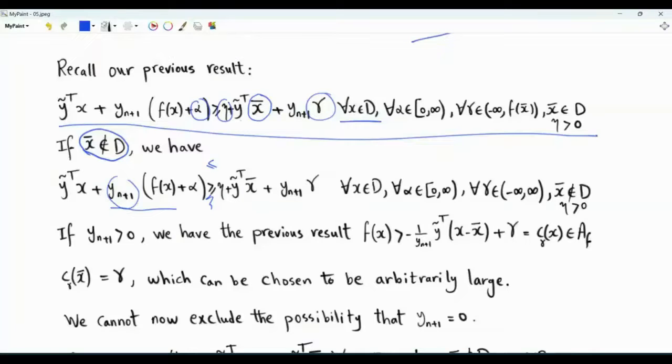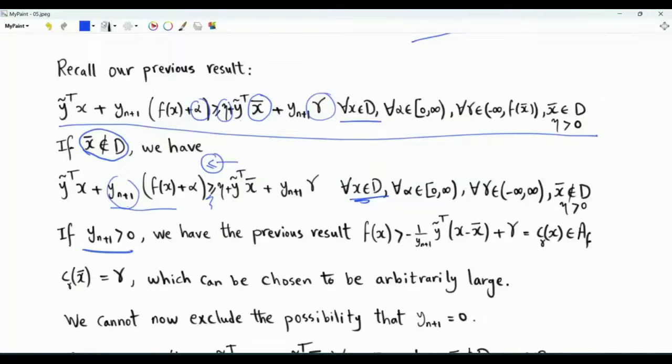But we have numbers. f of x, for example, is a finite number. x is in the effective domain of the function, and so on. We can push alpha towards plus infinity. We can choose alpha to be arbitrarily large. For a sufficiently large alpha and an inequality in this direction, the inequality will be violated. So y_{n+1} cannot be negative.